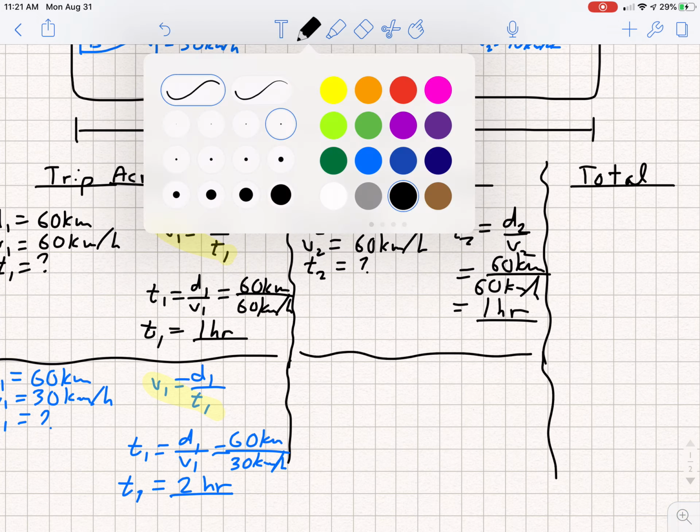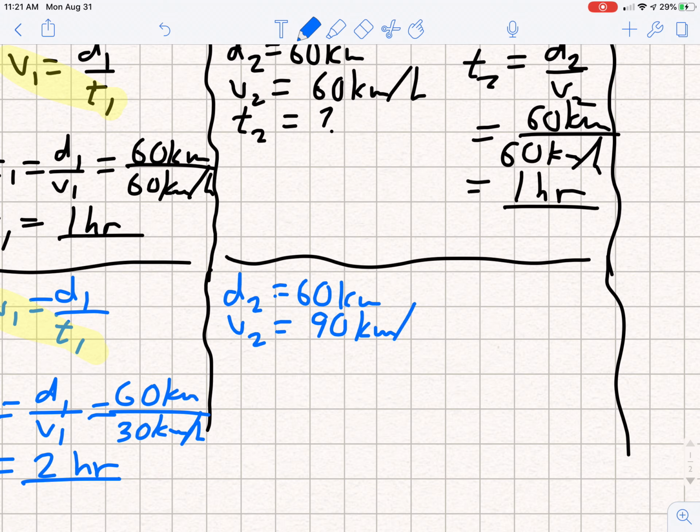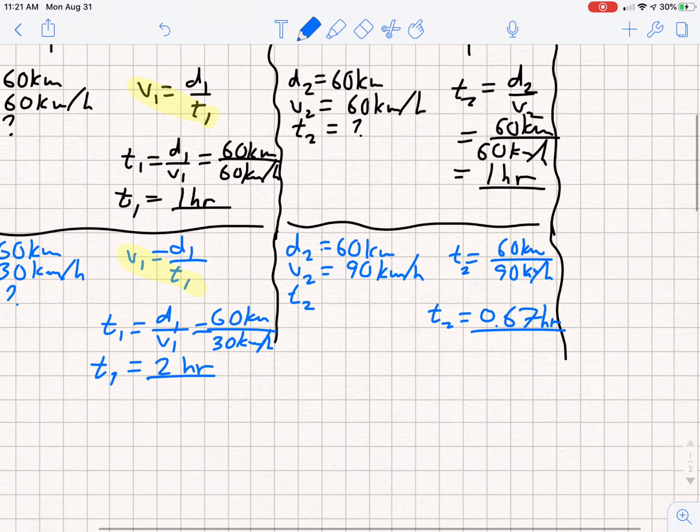Then boat B also has a return distance of 60 kilometers, but is moving a third faster, 90 kilometers per hour. We need to find this time right here. So time 2 would equal the 60 kilometers divided by the 90 kilometers per hour, and it takes boat B 2/3 of an hour to get across.